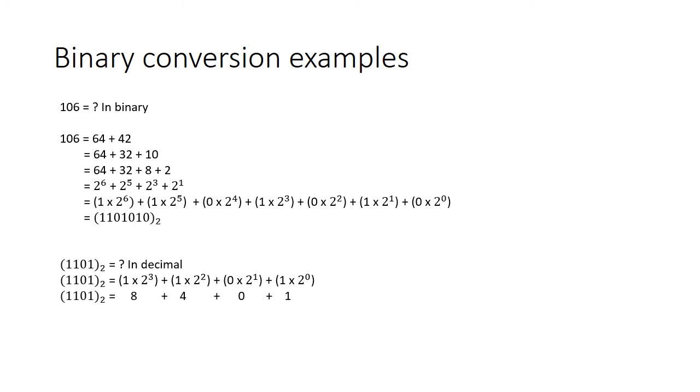And then we're left with 1 times 2 to the third is 8, plus 1 times 2 squared is 4, plus 0 times 2 to the first is 0, plus 1 times 2 to the 0th is 1. And then all these numbers added up will give us 13. So that's what it equals.